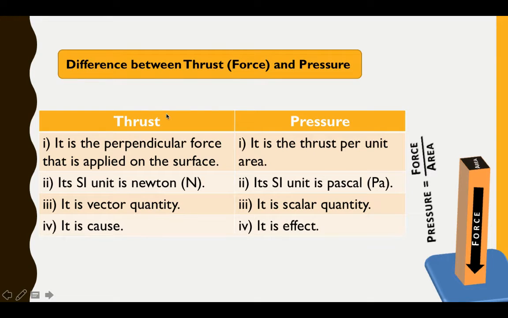Just now we discussed thrust and pressure. If you have to differentiate them, the first point is their definition itself. Thrust is the perpendicular force that is applied on the surface, whereas pressure is the thrust per unit area. Since thrust is a force, its SI unit is Newton, whereas the SI unit of pressure is Pascal. Thrust has both magnitude and direction, so it is a vector quantity, but pressure has only magnitude, that's why it is a scalar quantity. And because of thrust, pressure is exerted, so thrust is cause and pressure is effect.